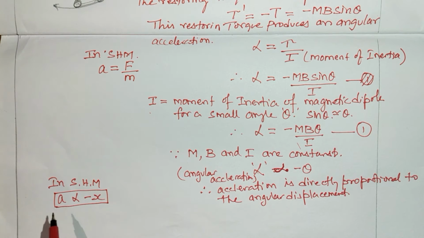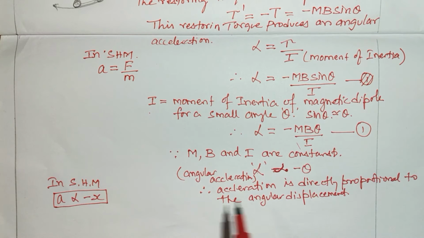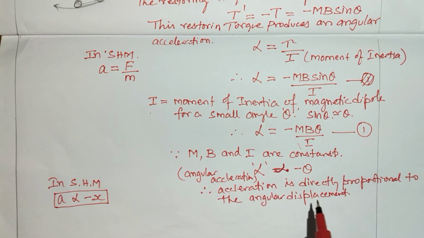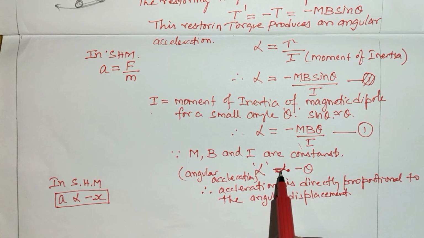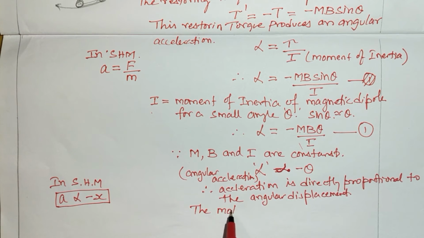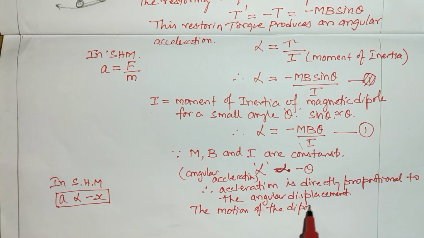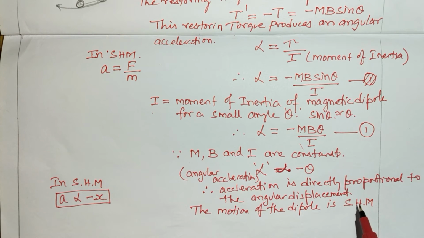Simple harmonic motion. Therefore, here also we can say that the magnetic compass, when placed in a uniform magnetic field, is in simple harmonic motion. So, we can write that since angular acceleration is directly proportional to minus theta, the motion of the dipole is simple harmonic motion.